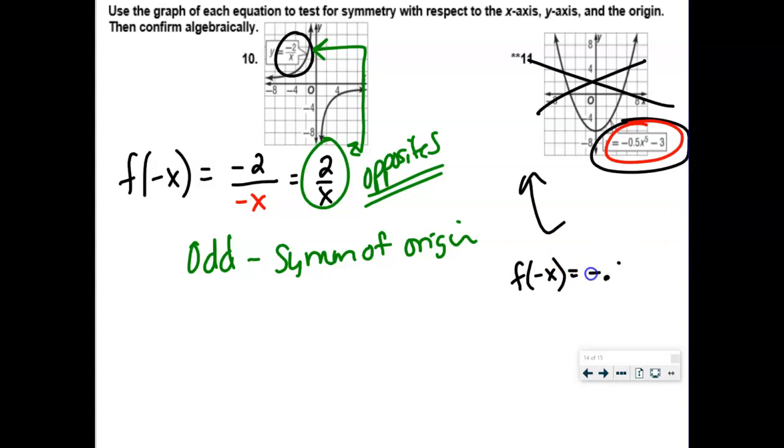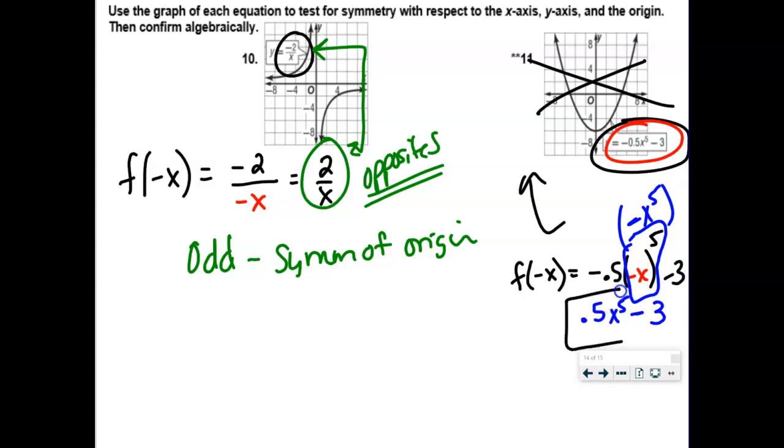So we have negative 0.5, whatever, to the 5th power minus 3. All right, now if we're plugging in a negative x here, the negative x to the 5th power will create a negative x to the 5th power. But then you have a negative 0.5 coefficient in front of it. So this is now a positive 0.5 x to the 5th power. And then minus 3 doesn't change. So carefully compare this to the original.